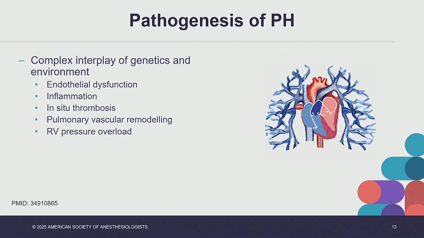The pathogenesis of pulmonary hypertension is quite complex. There are multiple genetic factors which play a role, and also quite a significant environmental factor. But overall, it leads to endothelial dysfunction, in situ thrombosis, pulmonary vascular remodeling, and RV pressure overload.